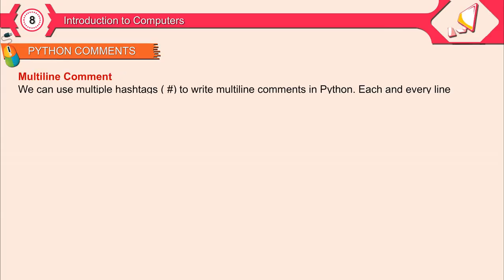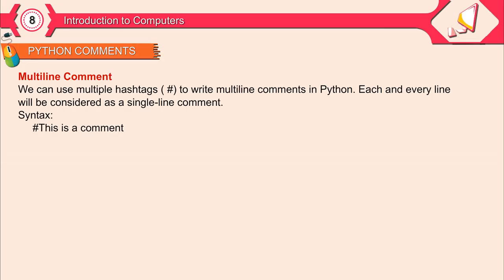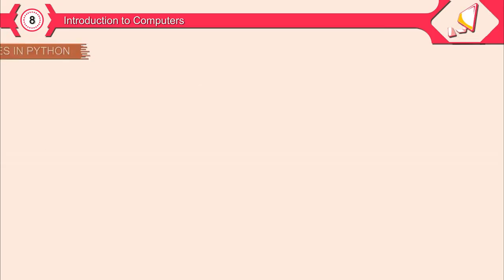Multi-line comment. We can use multiple hashtags to write multi-line comments in Python. Each and every line will be considered as a single-line comment. Syntax: # this is a comment. # this is a comment.